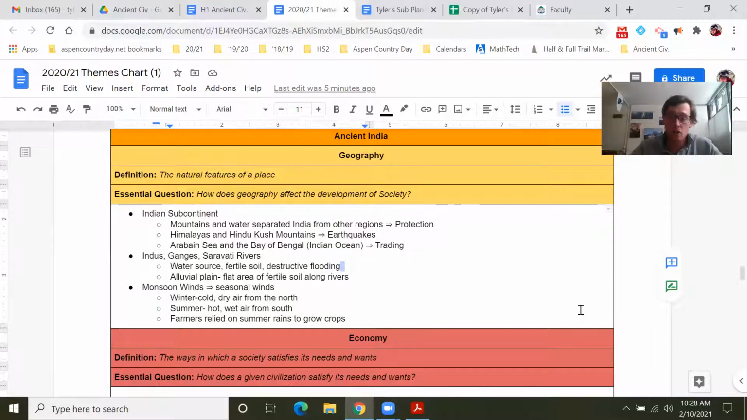Okay, something new that we haven't talked about this year is these monsoon winds, which are basically just seasonal winds. The direction of the wind changes with the season. That's what makes them a monsoon wind. In the winter, there was cold, dry air from the north. In the summer, there is hot, wet air from the south. I'm going to visually demonstrate that. And then I put down that farmers relied on the summer rains to grow crops.